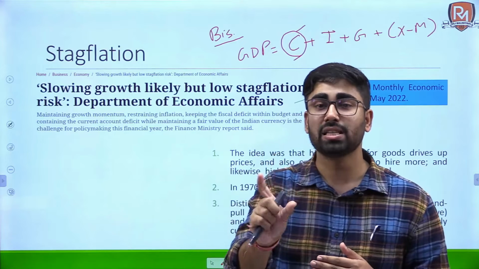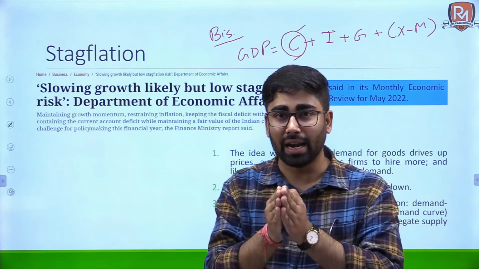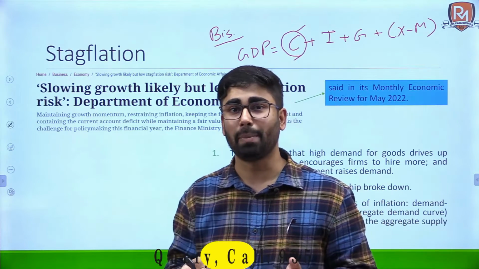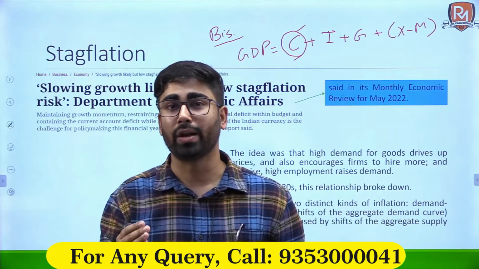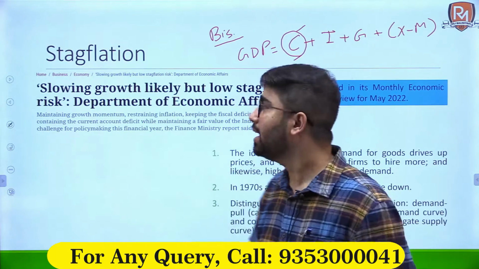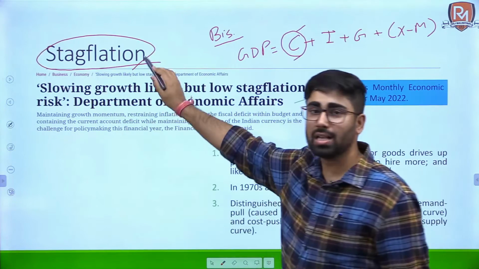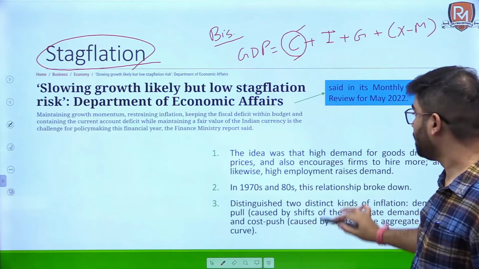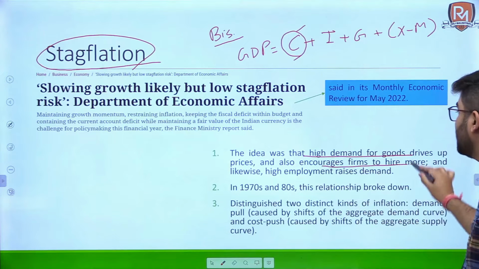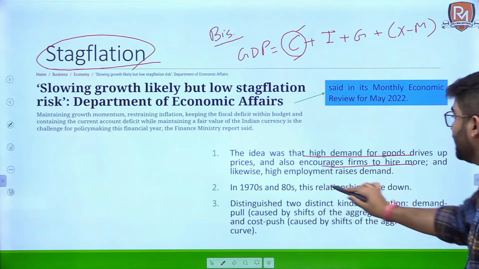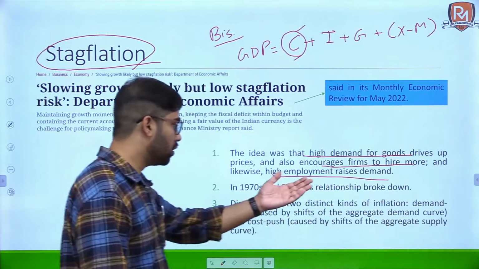And what we call as cost push inflation. Okay, if the costs are increasing because of the supply chain mismanagement, then there will be inflation but there will be no economic growth, and that is why the word stagflation is used. Stagnation plus inflation. The idea was that high demand for goods drives up prices and also encourages firms to hire more, and likewise high employment raises demand. Okay, the concept we just discussed.